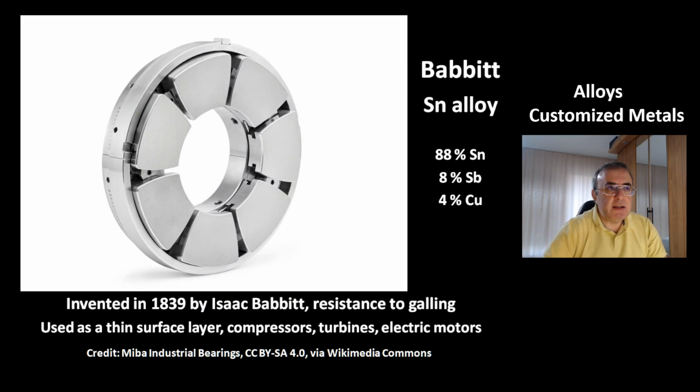Babbitt is another tin alloy with antimony and copper. It was invented in 1839 by Isaac Babbitt. It is known for its resistance to galling. Usually it is used as a thin surface layer, for example for compressors, turbines, and electric motors.